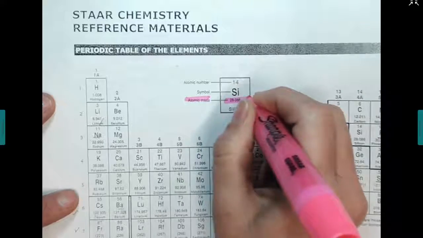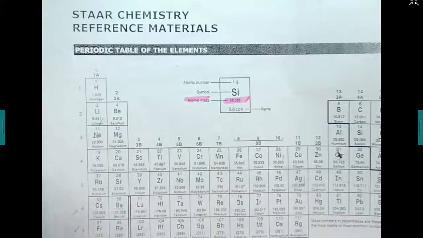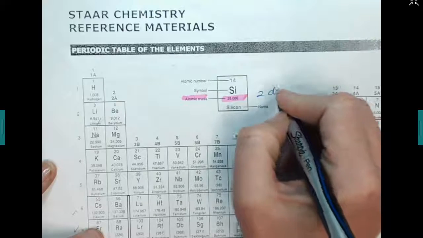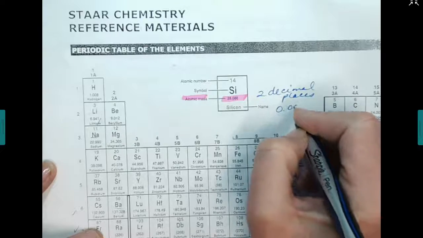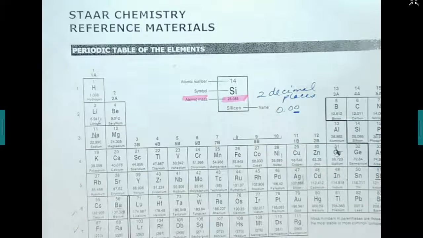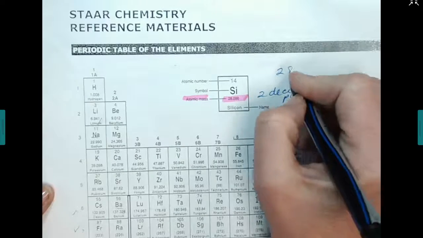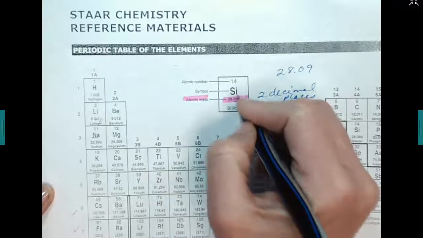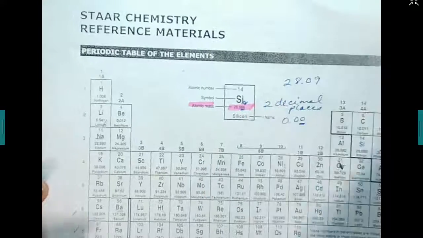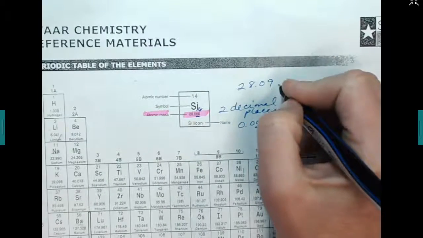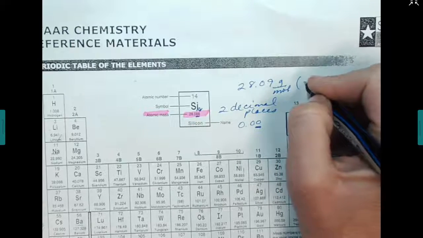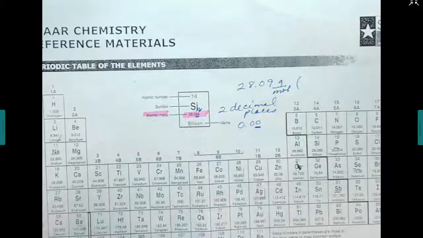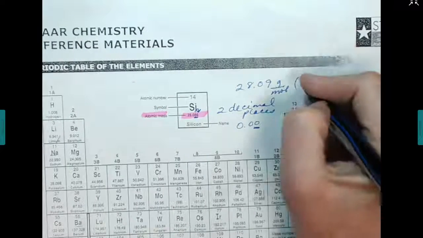So let's remember that our atomic mass is here. We're going to round to 2 decimal places. That's the pennies place. So for instance, in silicon, it will be 28.09 because 6 is greater than 5, and so we're going to round it up. Our units will be grams per mole, or because it's grams per 1 mole, we can just drop the 1 mole and write grams.